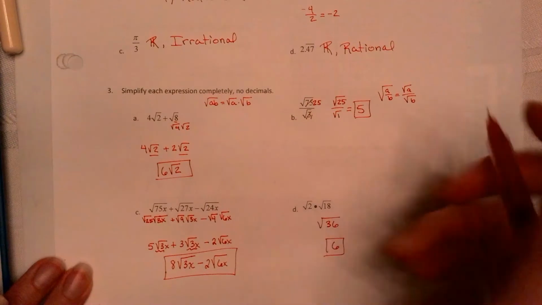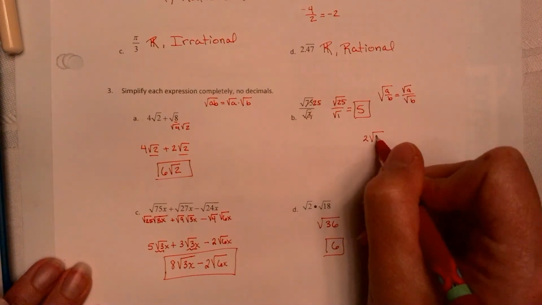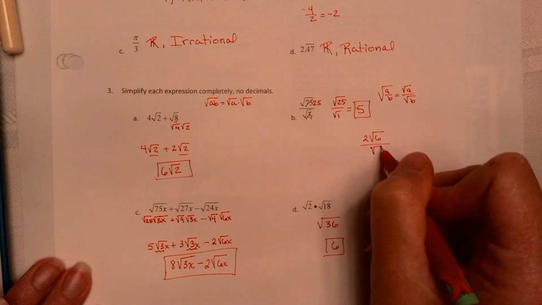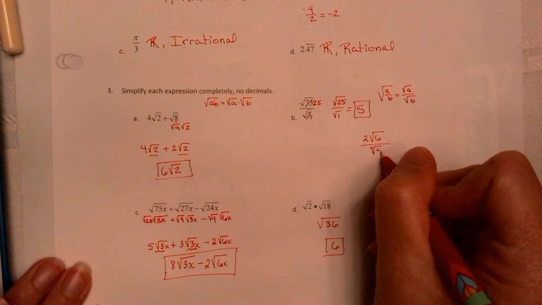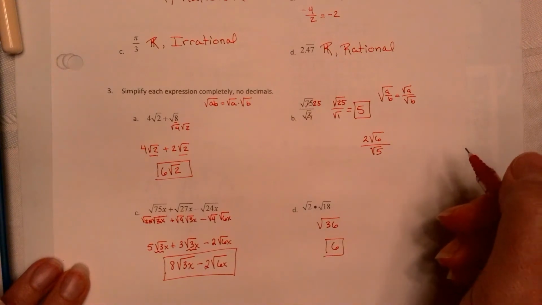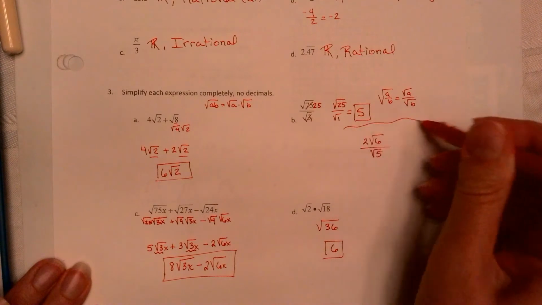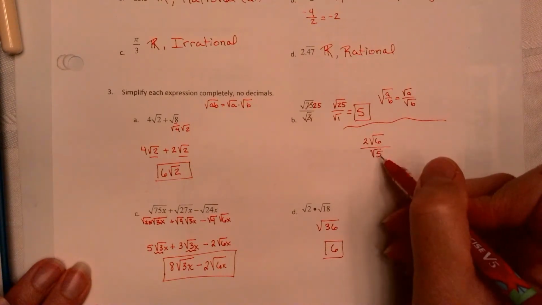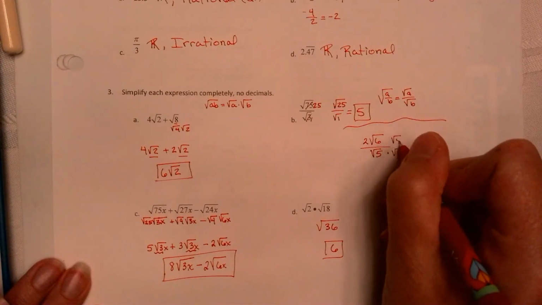If I had to rationalize the denominator, if I had something like 2 square roots of 6 all over the square root of 5, I would need to rationalize the denominator. There's nothing to reduce with the 6 and 5. I can't break these down. So I would come in and I would square it. I would multiply it by itself.